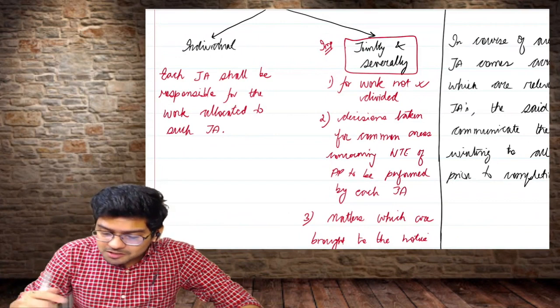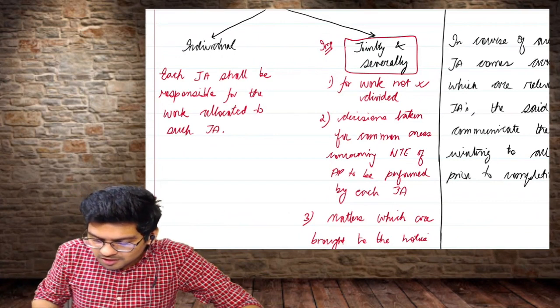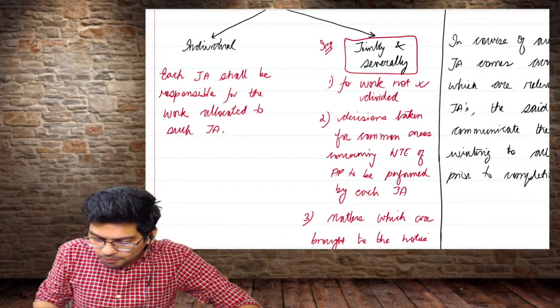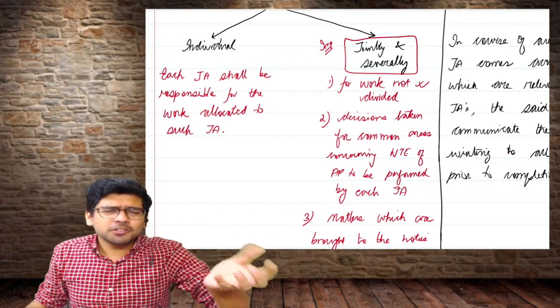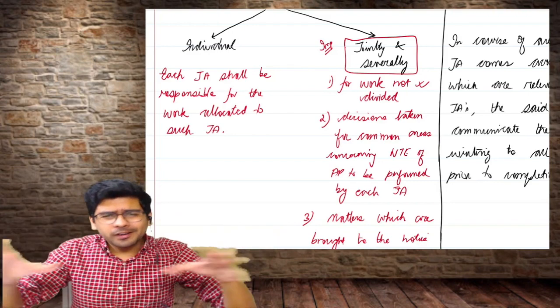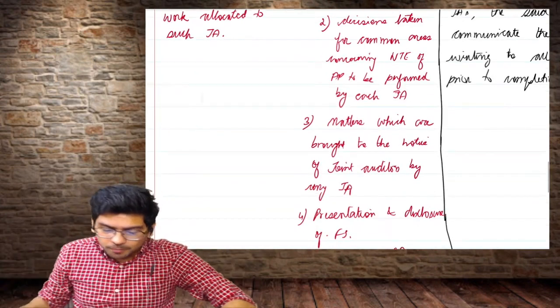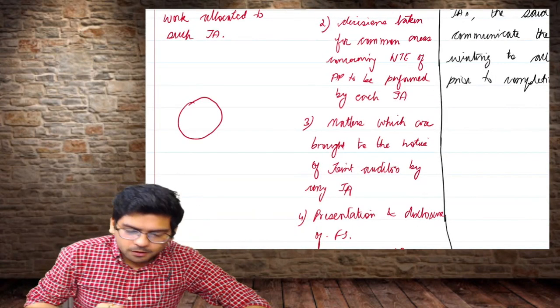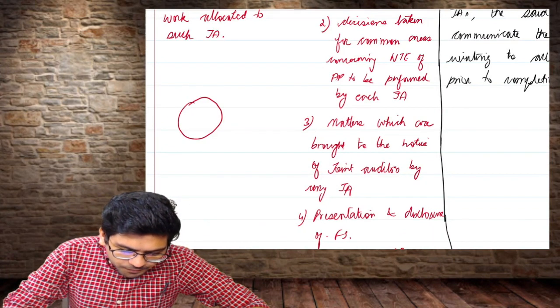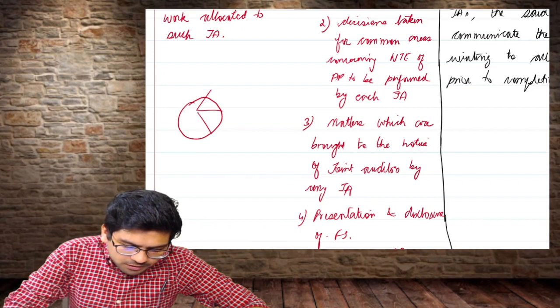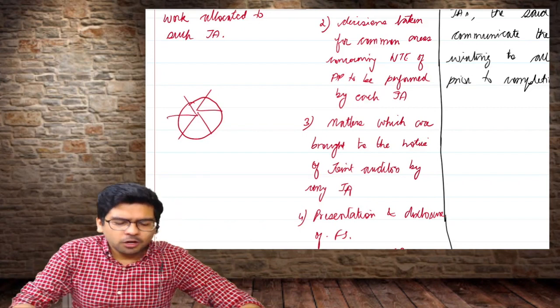Now, for the decisions taken for common areas concerning nature, timing and extent of audit procedures to be performed by each joint auditor. For the work which we have not divided, obviously we all will be jointly responsible. But let's say this is a common area, and in this common area also we decide that this will be done by you, this will be done by me, this will be checked by me. We all will be involved.